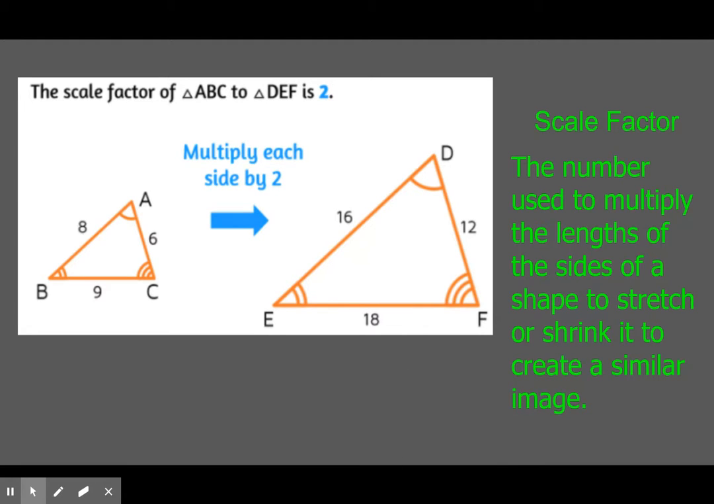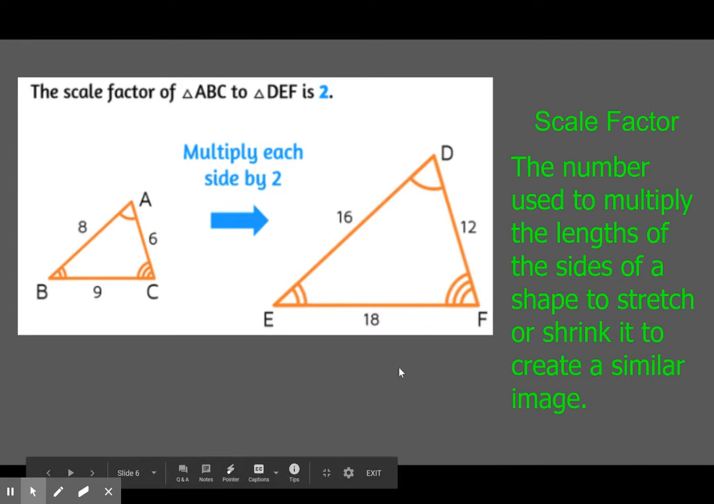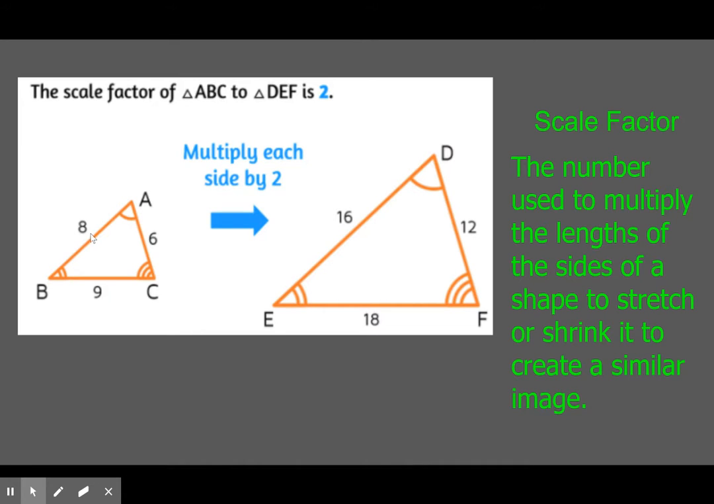And then a scale factor is what you would multiply each side by. And so here in this case, we multiply the triangle on the left side by 2. We multiply 8, 6, and 9, each by 2, to get our new sides.